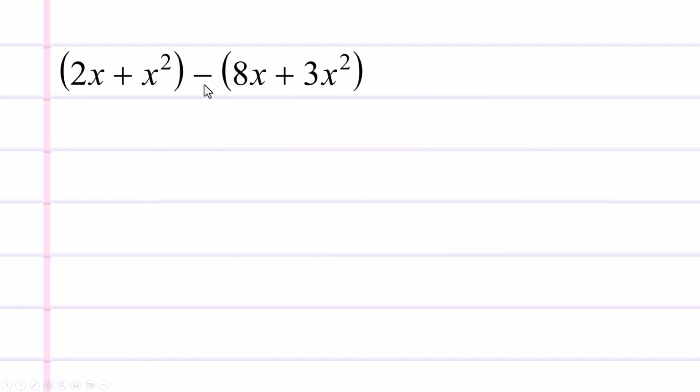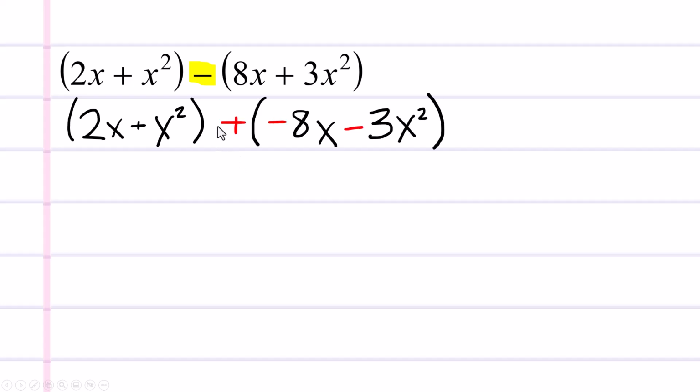Okay, this one's a little different because there's a subtraction sign in between. I'll show you how I handled that. All right, start by copying the first binomial just as it is. Now, what I'm going to do is change this to a plus, but change all the signs of everything that comes after it, a plus minus kind of thing. So instead of subtracting 8x, I'll be adding a negative 8x. Instead of subtracting a positive 3x squared, I'll be adding a negative 3x squared.